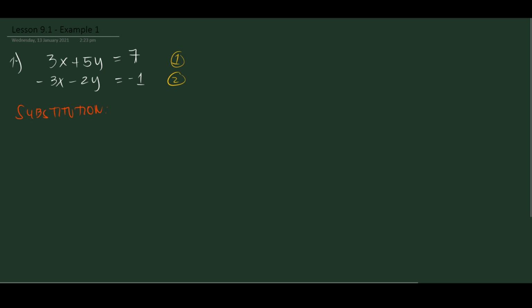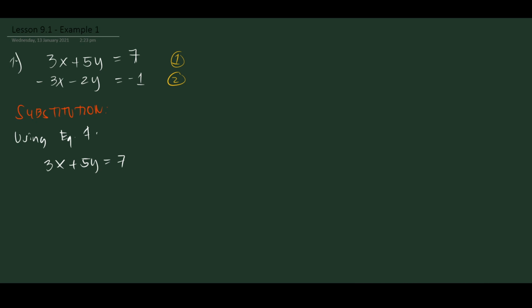Okay, so let's start. Let's say we use equation 1, 3x plus 5y is equal to 7. What we're going to do is express this equation in terms of x or y. And then, if we've already done that, we can substitute that expression into the other equation. To make that a little bit clearer, let's do this. We're going to express x in terms of y.